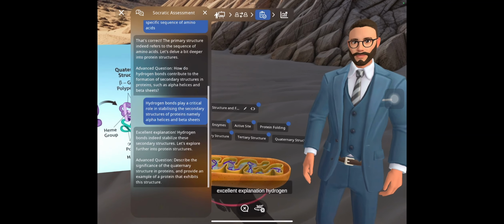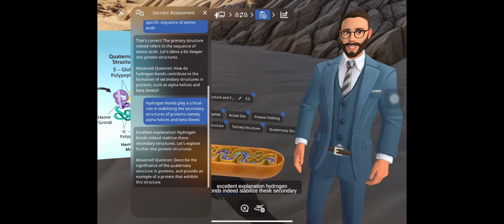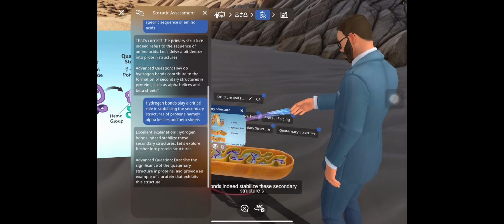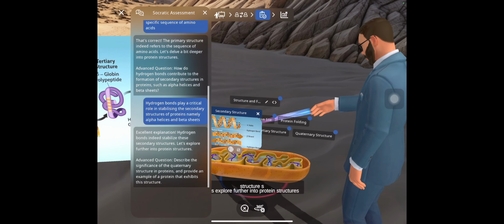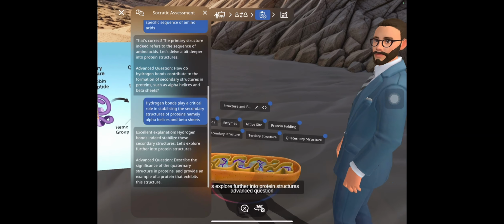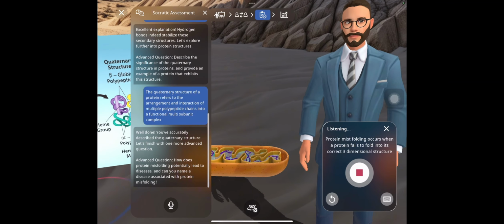Excellent explanation. Hydrogen bonds indeed stabilize these secondary structures. Let's explore further into protein structures. Protein misfolding occurs when a protein fails to fold into its correct three-dimensional structure.